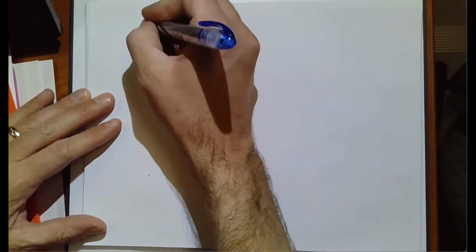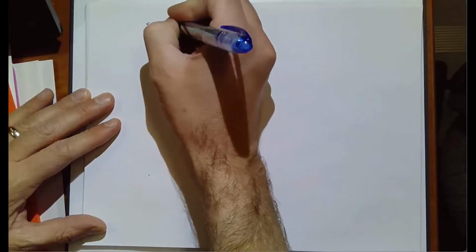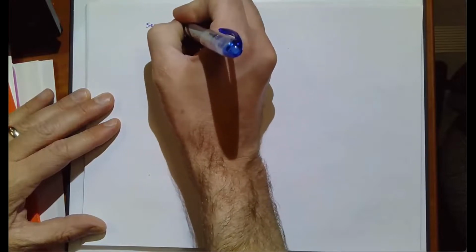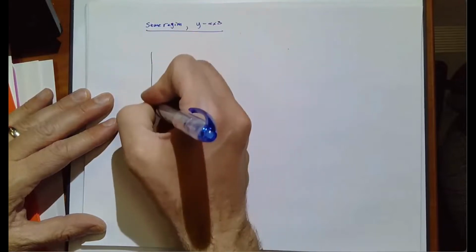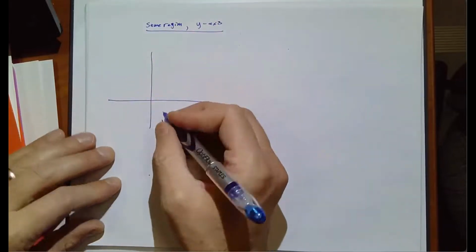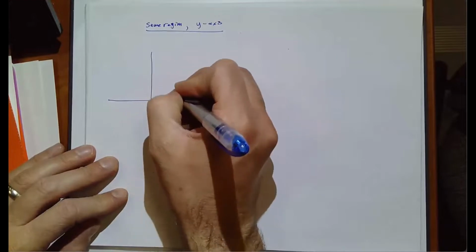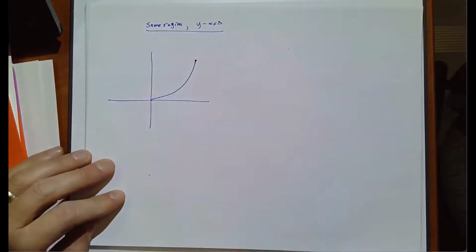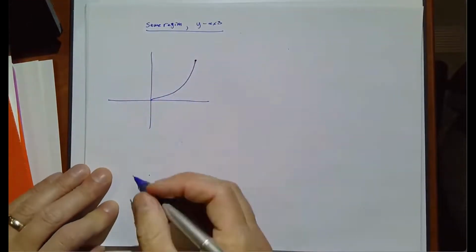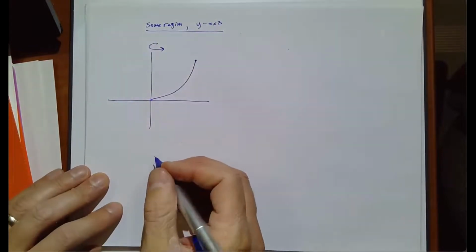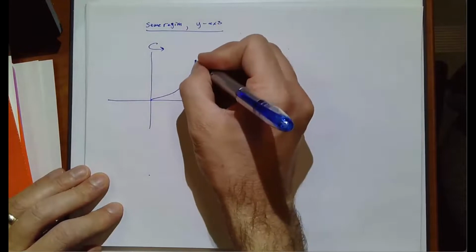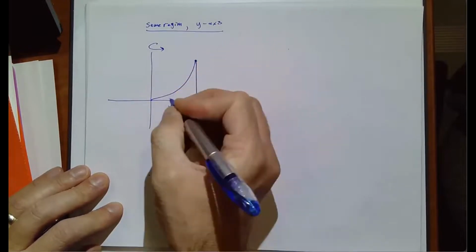Okay. So same region, y-axis. Let's draw it correctly this time. It looks like y equals x cubed, which looks more like this. And I'm going now around the y-axis. So let's draw my region here.